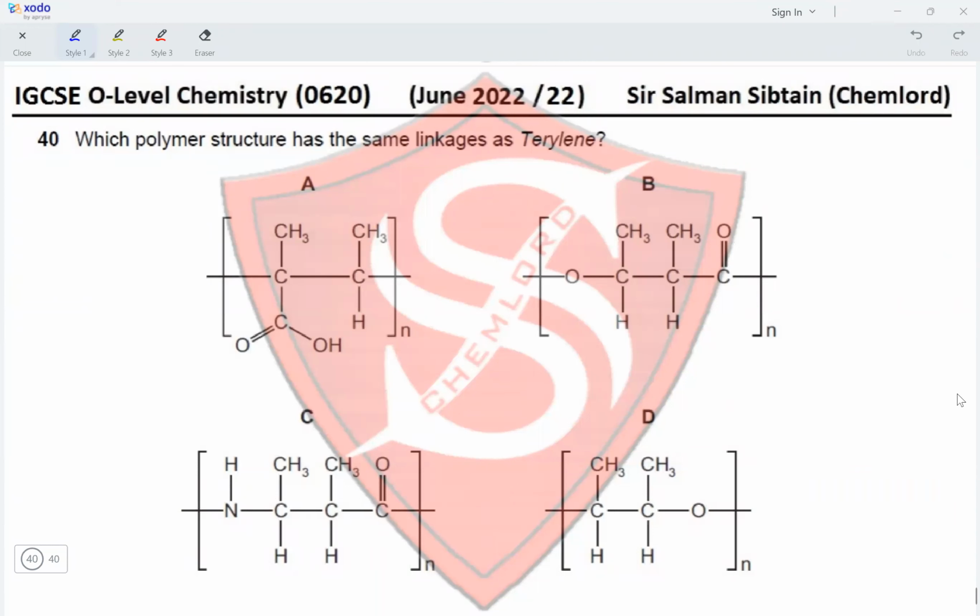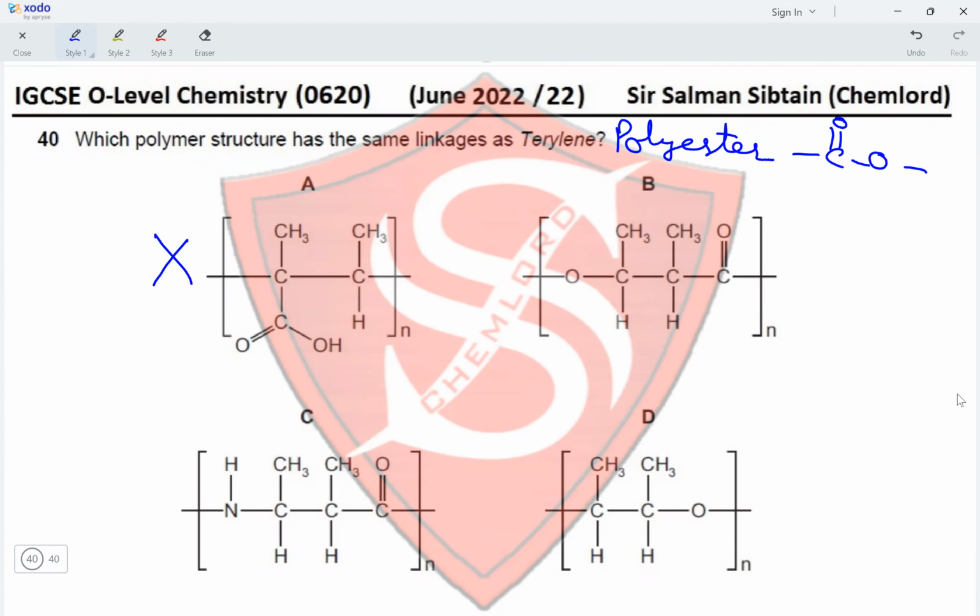Question 40. Which polymer structure has the same linkage as terylene? So terylene is a polyester. So it would have the linkage of C double bond O, single bond O present. In A, we cannot see any ester bond present. So A is an addition polymer, A is not the answer.